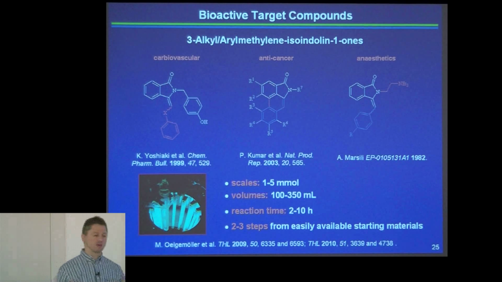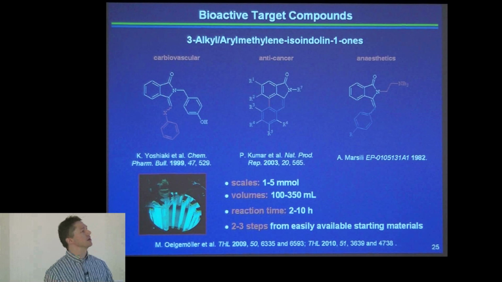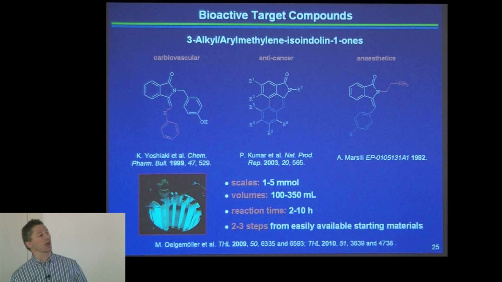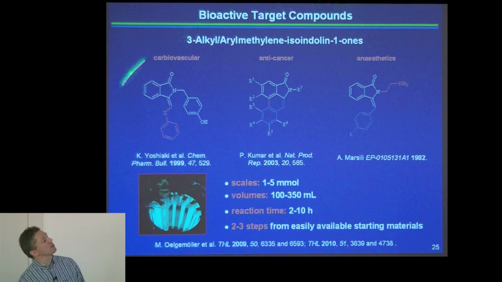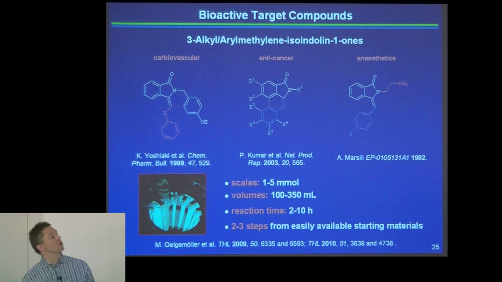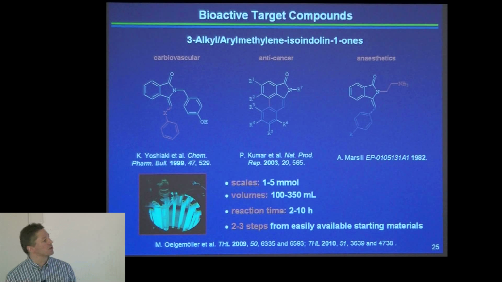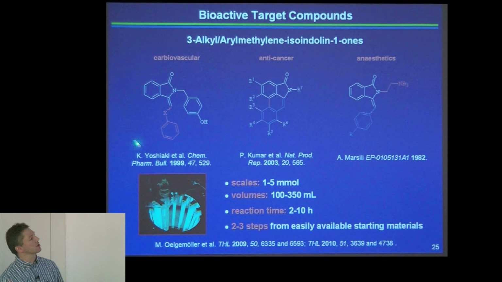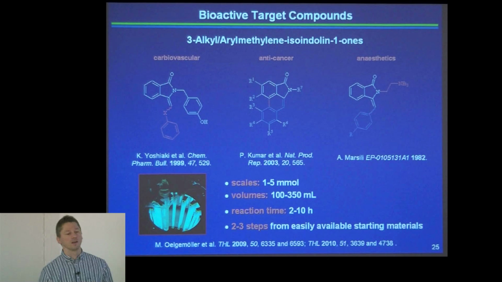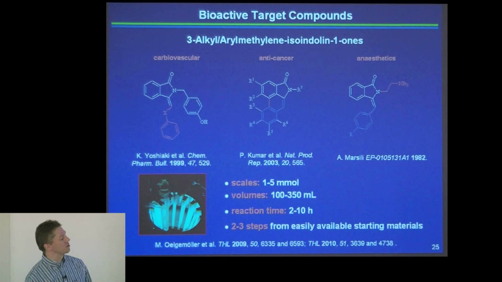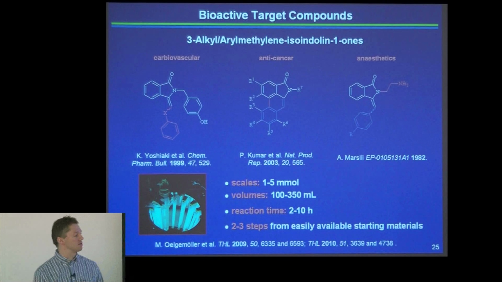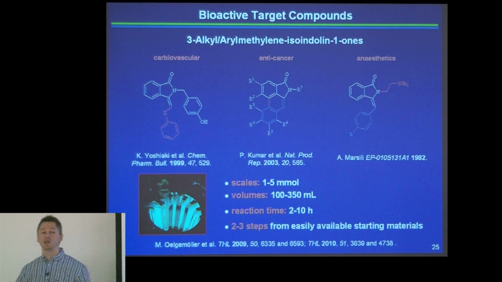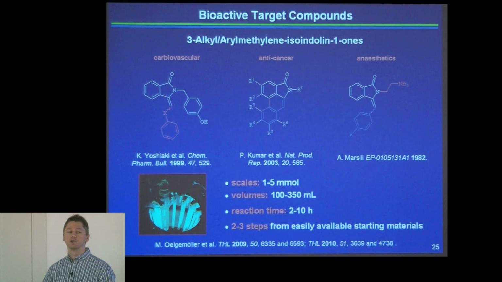And then, of course, we made a few bioactive compounds, just to get the interest of industry, and we picked a range of compounds known as the alkyl or aryl methylene isoindolenones. This is what they look like, and they are known to be very bioactive, either as a cardiovascular drug, as an anti-cancer compound, or as an analgesic. And we synthesized them on typical 1 to 5 millimole scales, 2 to 10 hours, in 2 to 3 steps involving this decarboxylation. So very simple.